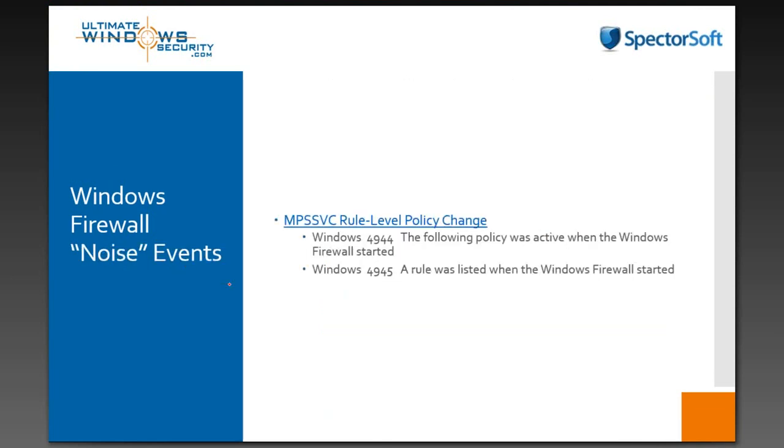And basically just a recap there that these are your noise events for Windows Firewall. There are a few even inside of the MPS category that you will probably consider to be noise as well. And that's 4944 and 4945. It's again the same thing, that when Windows Firewall starts up, it just dumps this huge amount of information into the log.